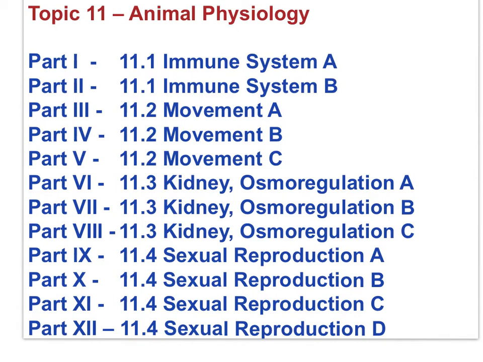Here is the outline of all the available movies for Topic 11, Animal Physiology. Use this outline to find the movie you need for review. This movie is focused here.